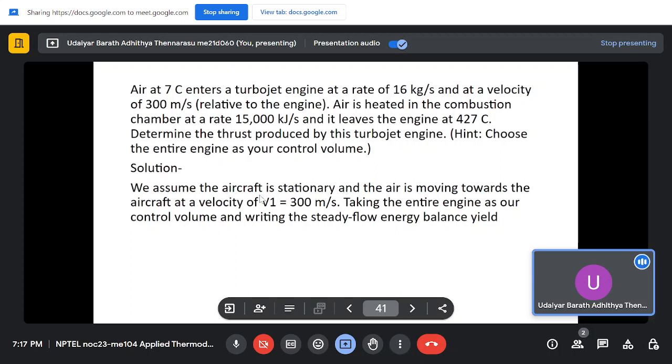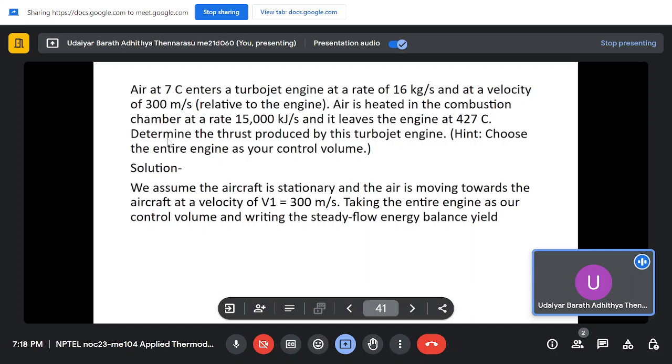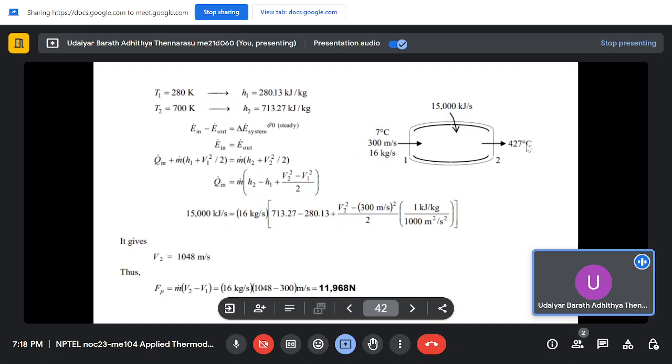So we assume that the aircraft is moving at a velocity of 300 meters per second. So this is the engine. If you put a control volume across it, you can see the air is entering at 300 meters per second at 7 degrees Celsius and 16 kg per second, and it is coming out at 427 degrees Celsius. So the jet temperature is 427 degrees Celsius and you are supplying heat of 15,000 kilojoules per second across the control volume. So this is what is known.